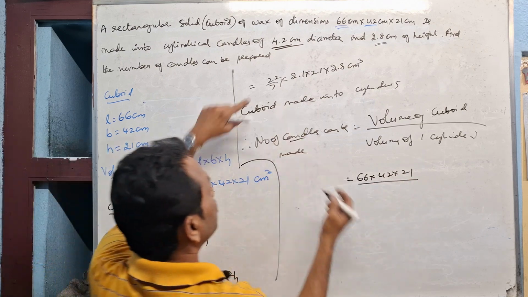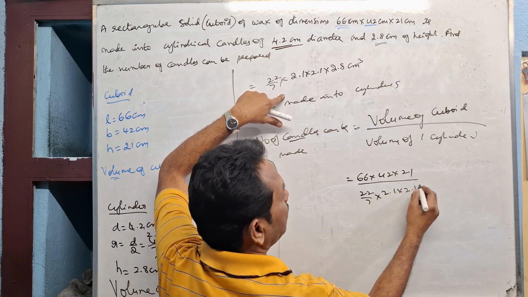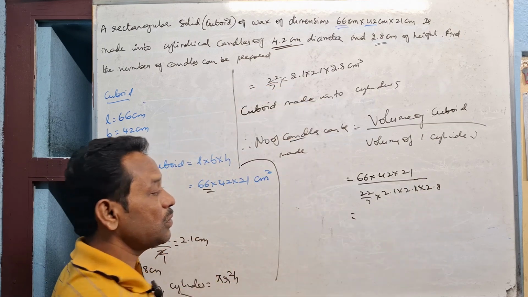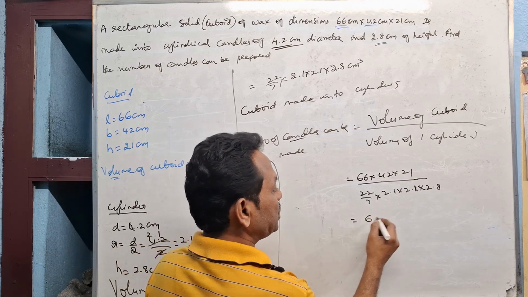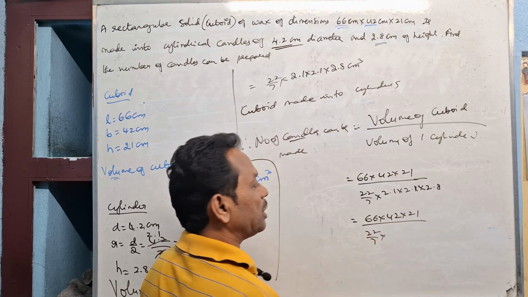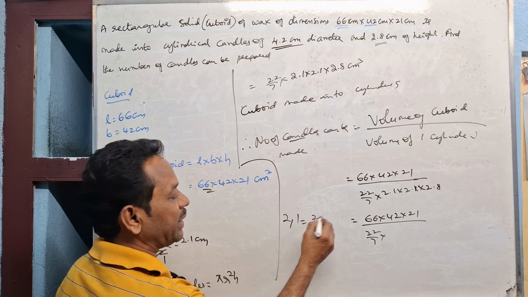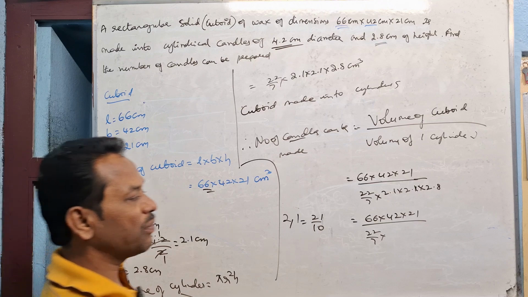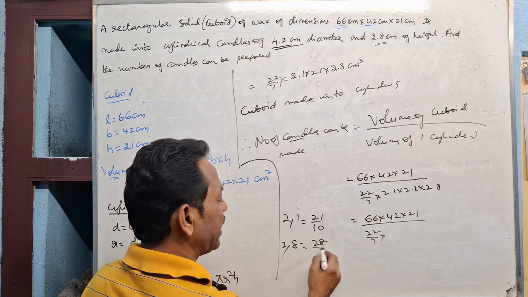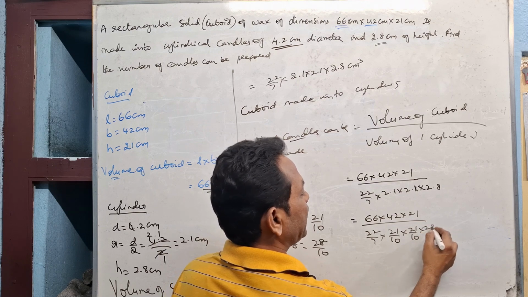The volume of the cylinder is 22 by 7 into 2.1 into 2.8. Now observe the calculation carefully, children. 66 into 42 into 21 divided by 22 by 7 into, let me take out the decimals. Here we have 2.1; by eliminating the decimal, we can take 21 by 10. Here also 2.8, eliminating the decimal we get 28 by 10. So we get 21 by 10 into 21 by 10 into 28 by 10.